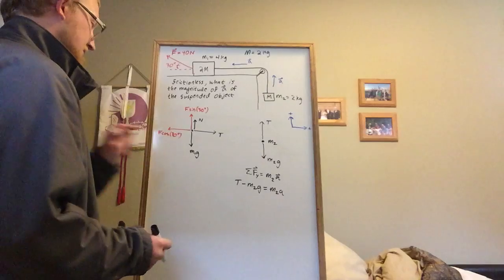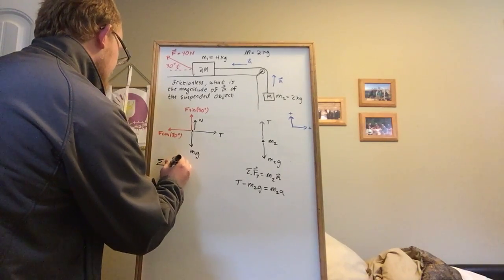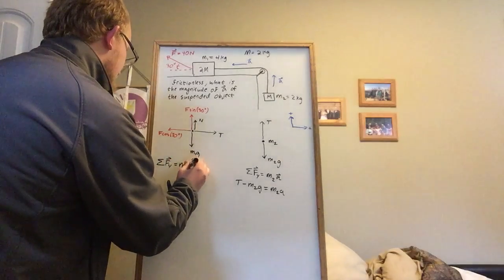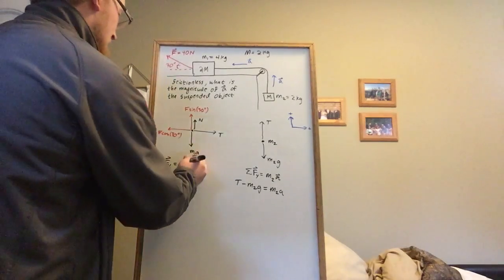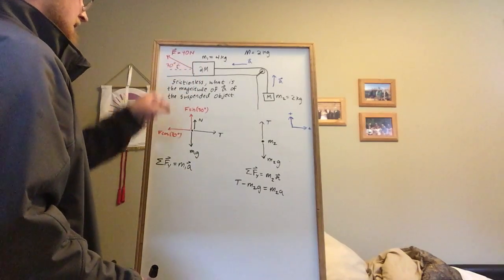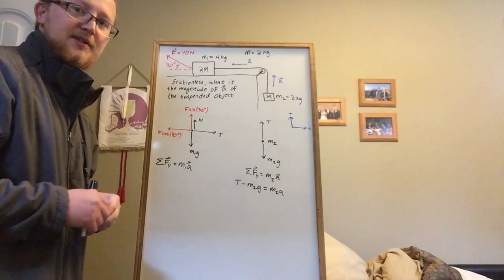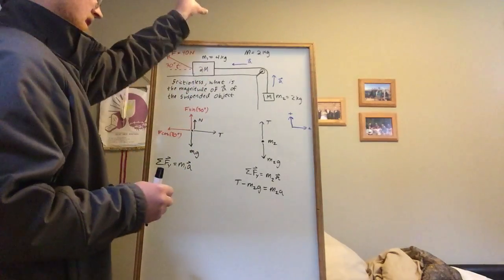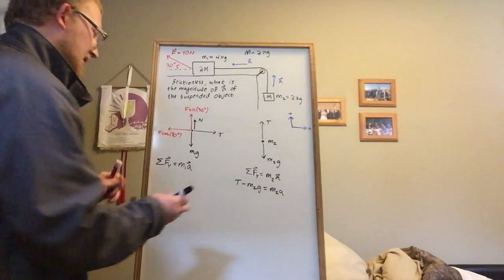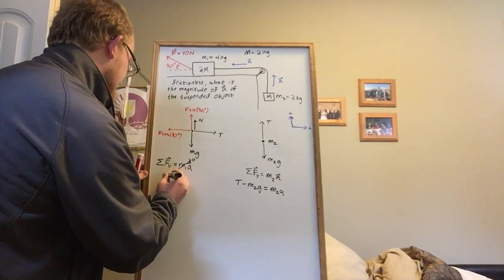So now let's do our sum of forces in the y for M1. That's going to equal M1 times the acceleration. Remember, in the y direction this is resting on the table. So we know that this block is not moving up or down, it's moving to the left. Therefore the acceleration is 0, and so we're dealing with a static system.